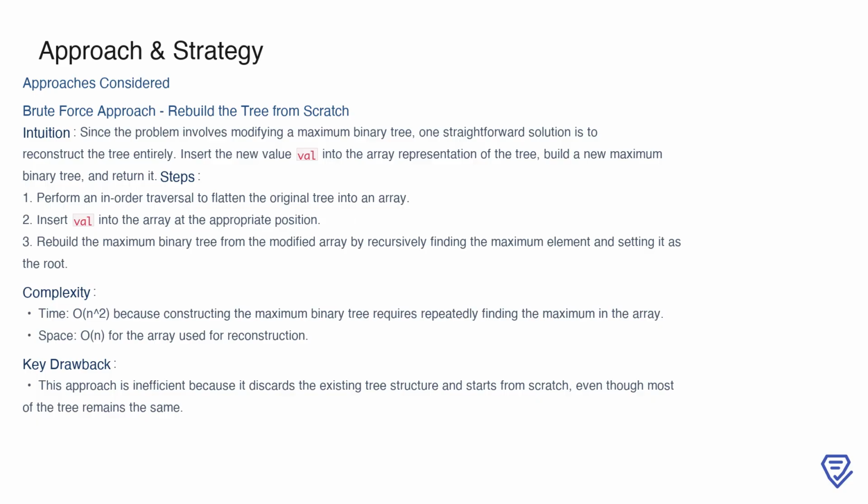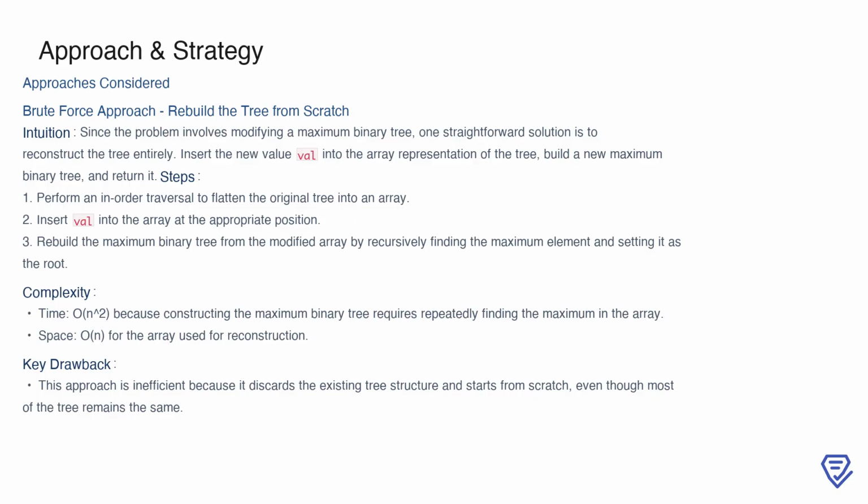To solve the problem of modifying a maximum binary tree, let's first consider a brute force approach where we rebuild the tree from scratch. The intuition here is straightforward. Treat the tree as an array representation, insert the new value val at the correct position, and then reconstruct the maximum binary tree. This involves 3 main steps. First, perform an in-order traversal of the tree to flatten it into an array. Then, insert val into this array at the appropriate position. Finally, rebuild the tree by repeatedly finding the maximum value in the array and setting it as the root, while dividing the array into left and right subtrees recursively.